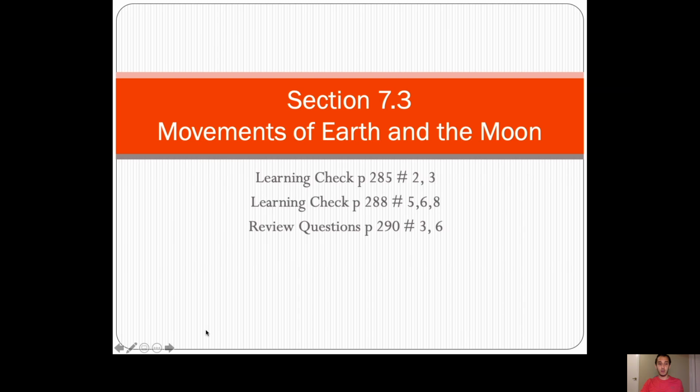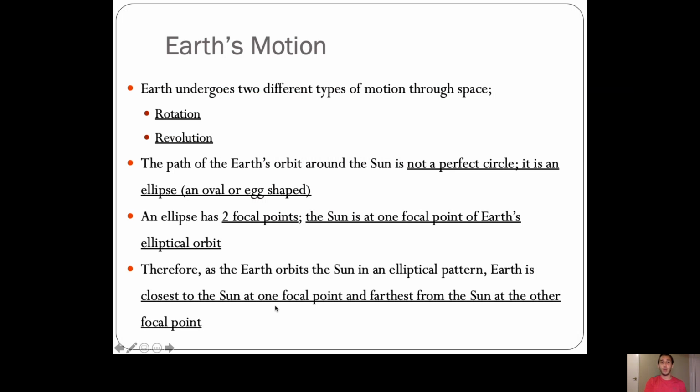So let's begin. Earth's motion. We've actually talked about this. This is a review. Earth undergoes two different types of motion through space, rotation and revolution. The path of Earth's orbit around the sun is not a perfect circle. It's an ellipse. You know that. An ellipse has two focal points. This is new. The sun is at one focal point of Earth's elliptical orbit. Therefore, as Earth orbits the sun in an elliptical pattern, Earth is closest to the sun at one focal point and furthest from the sun at the other.